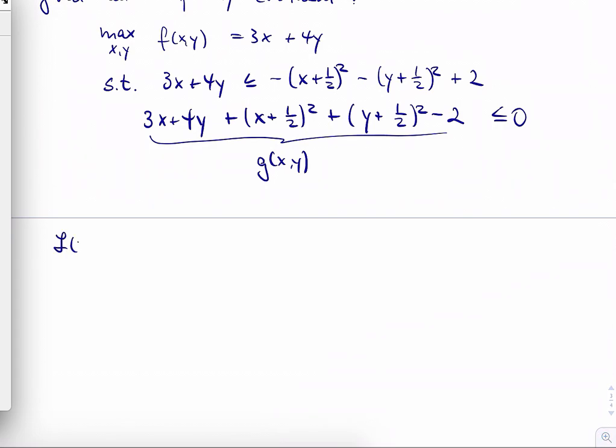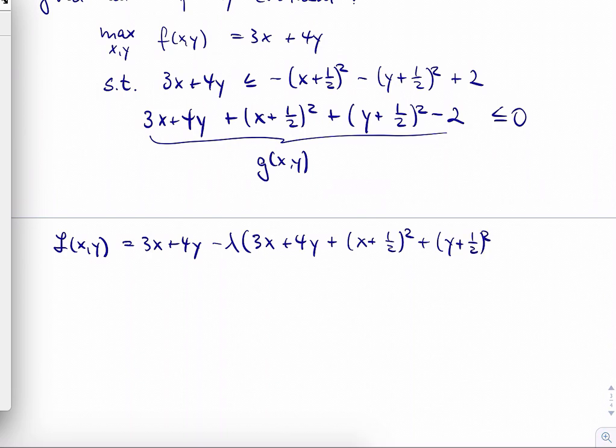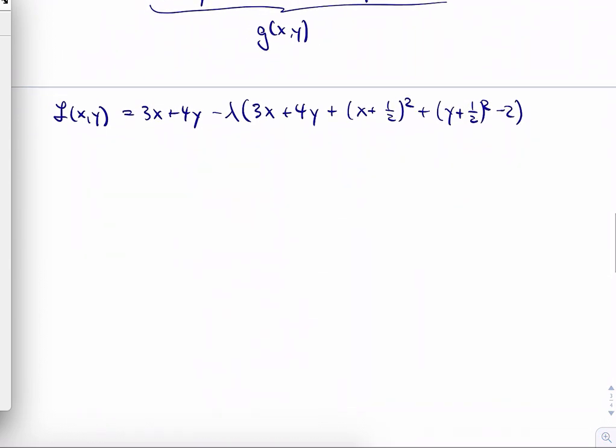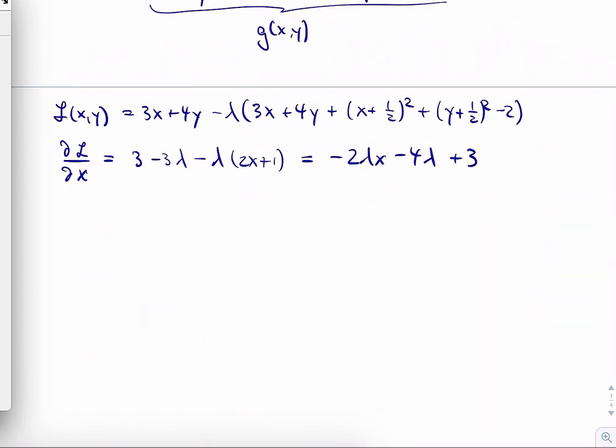So our Lagrange auxiliary function looks a bit different. We get 3x plus 4y minus lambda times the constraint, which is now 3x plus 4y plus (x plus 1/2) squared plus (y plus 1/2) squared minus 2. And then for the first order conditions, the Kuhn-Tucker conditions, the partial with respect to x is 3 minus 3 lambda minus lambda times (2x plus 1), which is equal to minus 2 lambda x minus 4 lambda plus 3. This should be equal to 0.